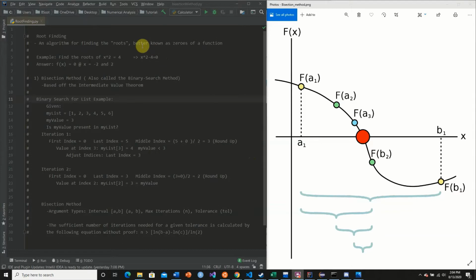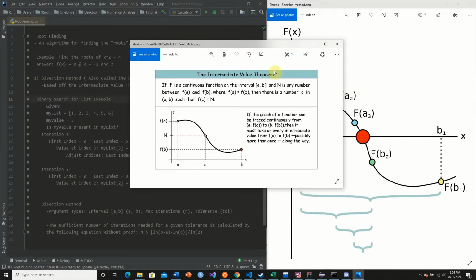How do we actually implement this in an algorithm for a computer to solve? To begin with, we are given the bisection method, also called the binary search method. It is based off of the intermediate value theorem. The intermediate value theorem is the following. If f is a continuous function on the interval a to b, and n is any number between f of a and f of b, where f of a does not equal f of b, then there is a number c in a to b such that f of c equals n.